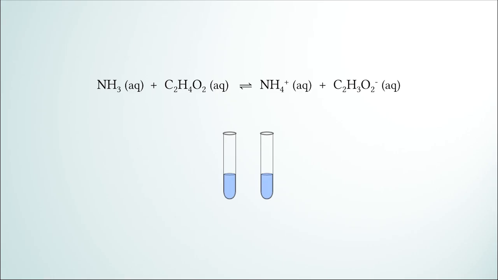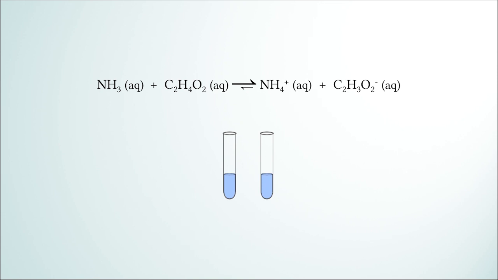In the previous experiment, ammonia and vinegar were mixed in test tubes, causing this reaction to occur. Ammonia aqueous plus aqueous acetic acid in vinegar react to produce aqueous ammonium ion plus aqueous acetate ion. This is an equilibrium that is heavily weighted toward the product side of the equation. So we could really show that like this. But there are still some reactants present.